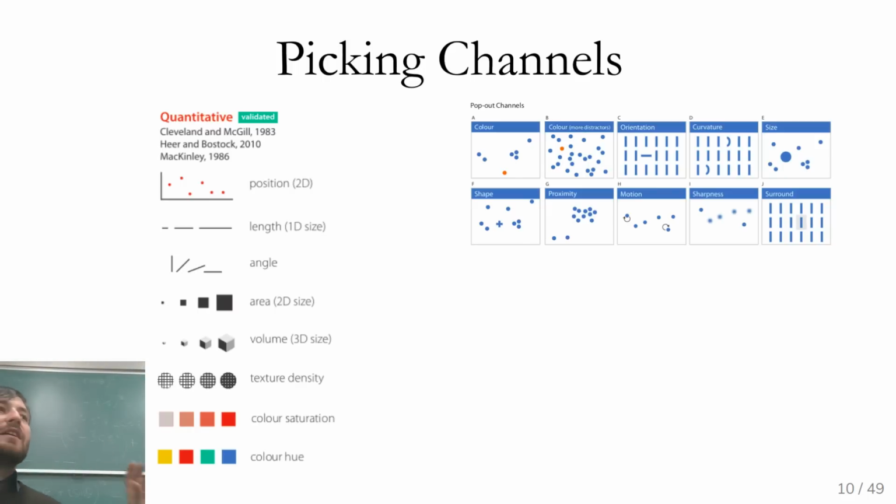Hues are very good if you want to do categorical data. So one line is red, one line is green. That's great. If you want to tell me how much something is a quantity, hues are terrible. Saturations are somewhat better. We'll talk more about colors in a little bit.